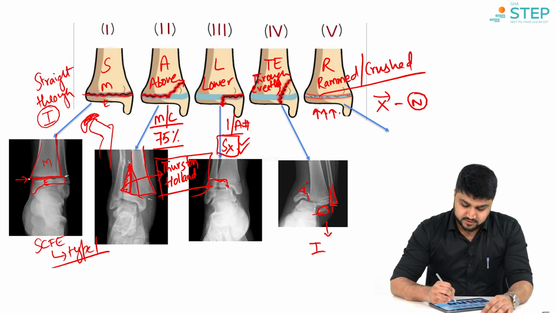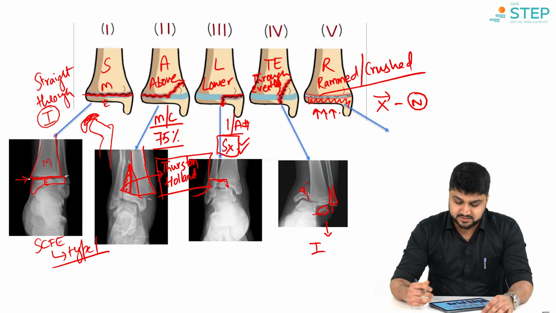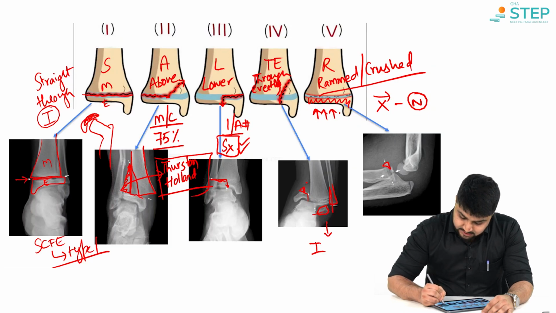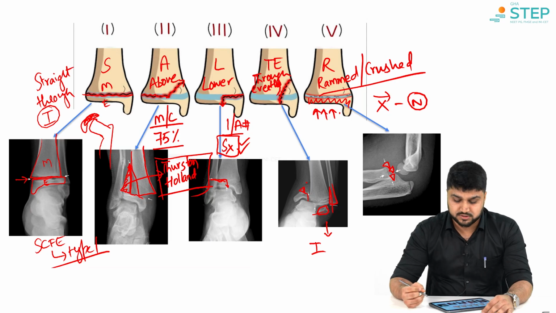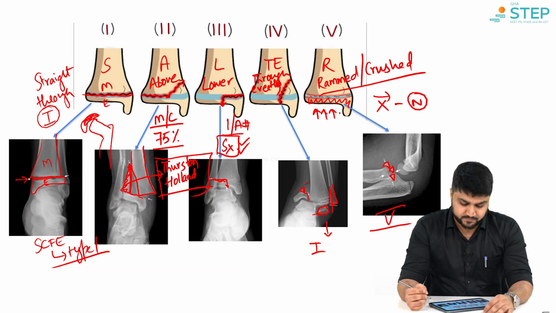However, if the crushing force is continued, you can have crushing of the epiphysis as well, which is an indirect marker of the physeal injury. For example, in this case you can see that the radial head epiphysis is comminuted or crushed. So, this is an example of a type 5 Salter-Harris injury. So, this is the Salter-Harris classification.